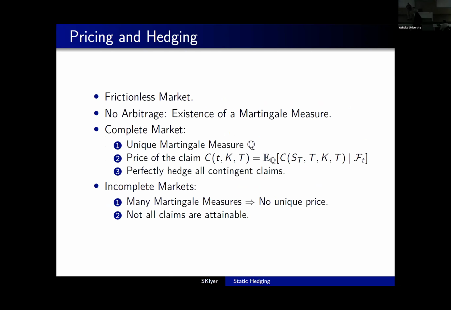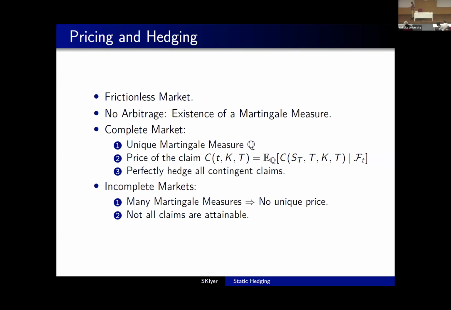The fundamental idea in pricing is to assume that there is no arbitrage in the market, which implies that there exists a martingale measure, that is, a probability measure under which the underlying process is a martingale. A market is said to be complete if there is a unique martingale measure. When there is a unique martingale measure, there is a unique price for the claim, which is nothing but the expectation of the payoff given the information up to time small t. This is the price at time t of this claim. One can show that in the simplest situation, you can perfectly hedge all the contingent claims.